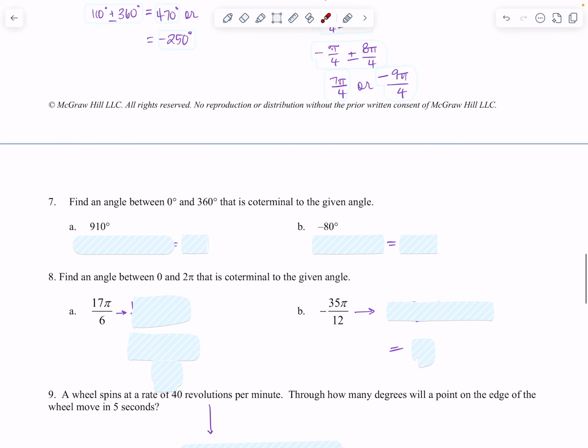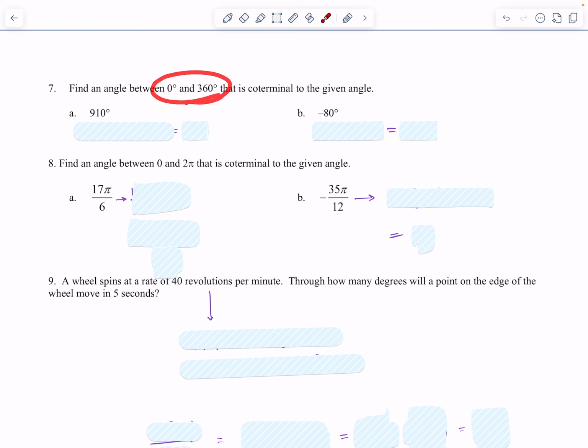All right, next, find an angle between 0 and 360 that's coterminal to the given angle.